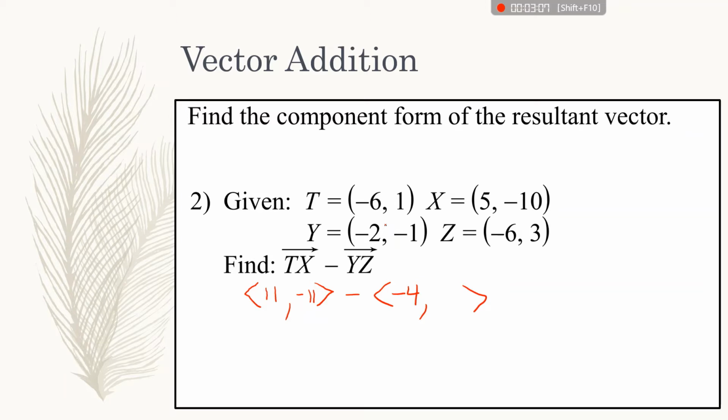Okay, if I want to subtract, I can subtract straight across. This is x minus x. Gives me 15. And y minus y gives me negative 15. Any questions on this one? No. Okay.